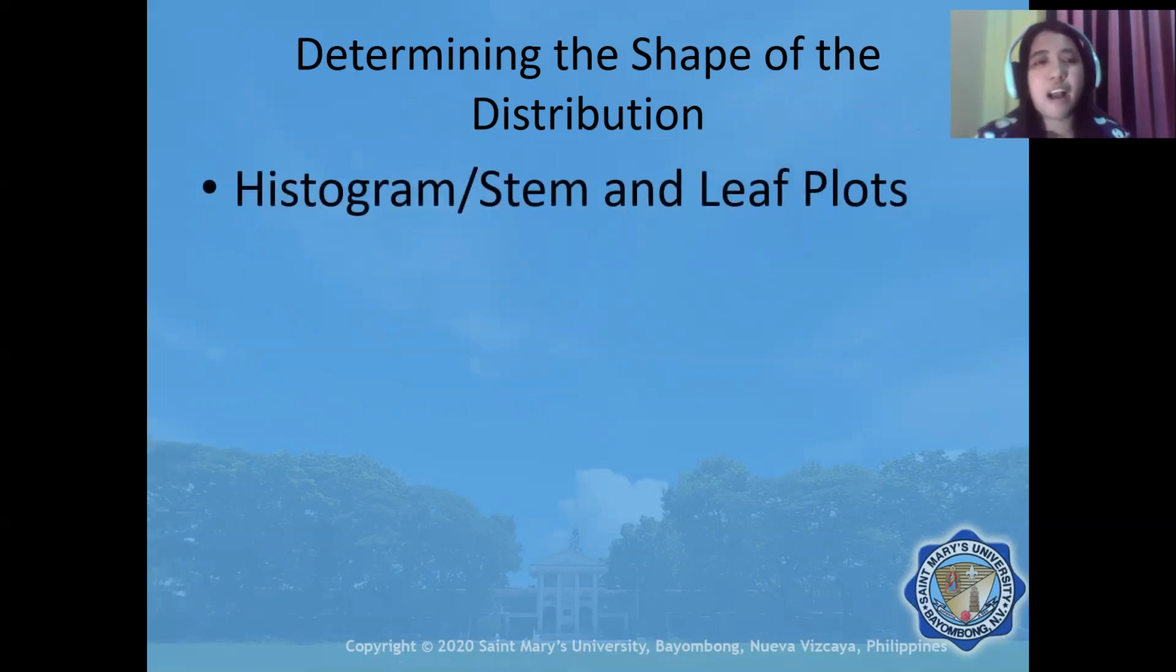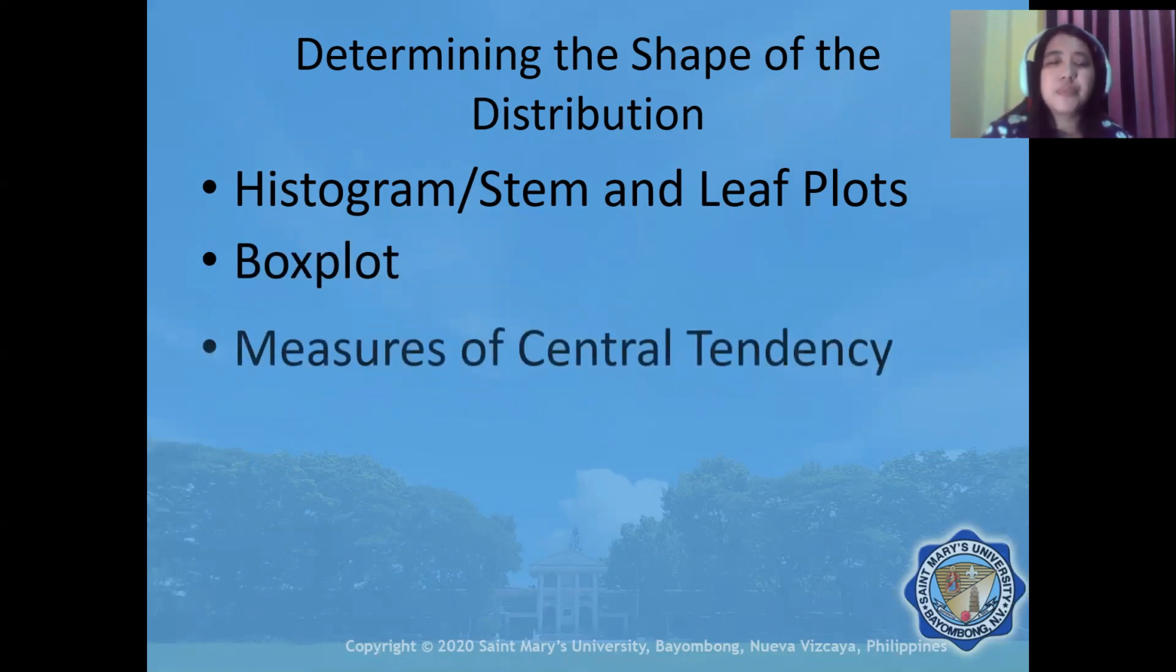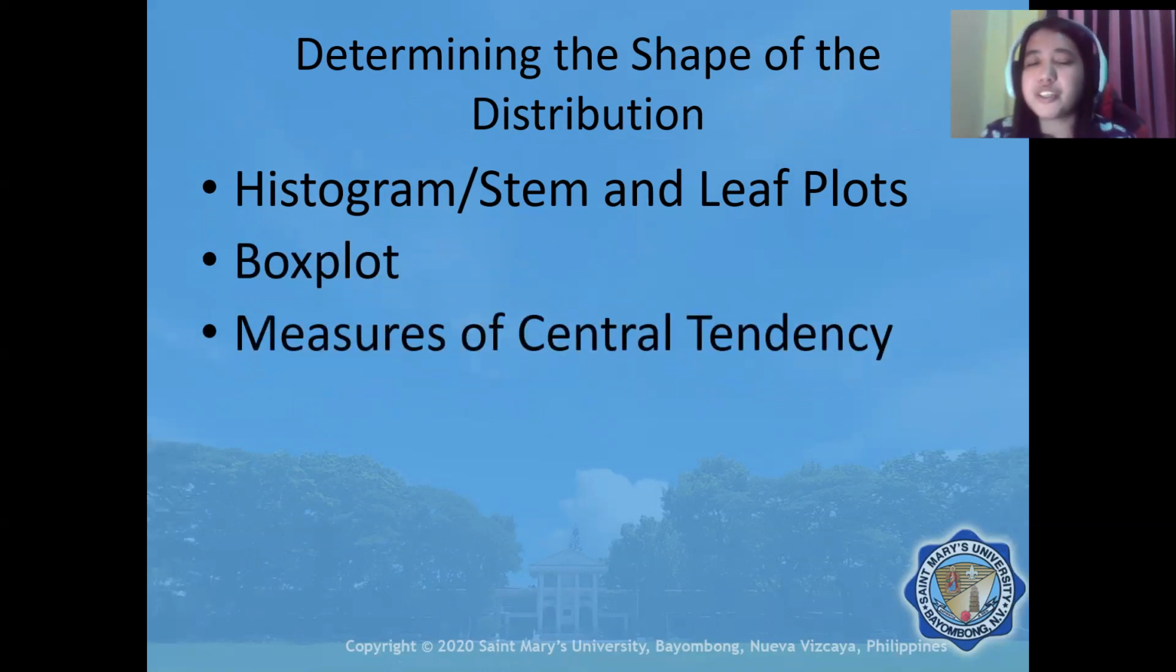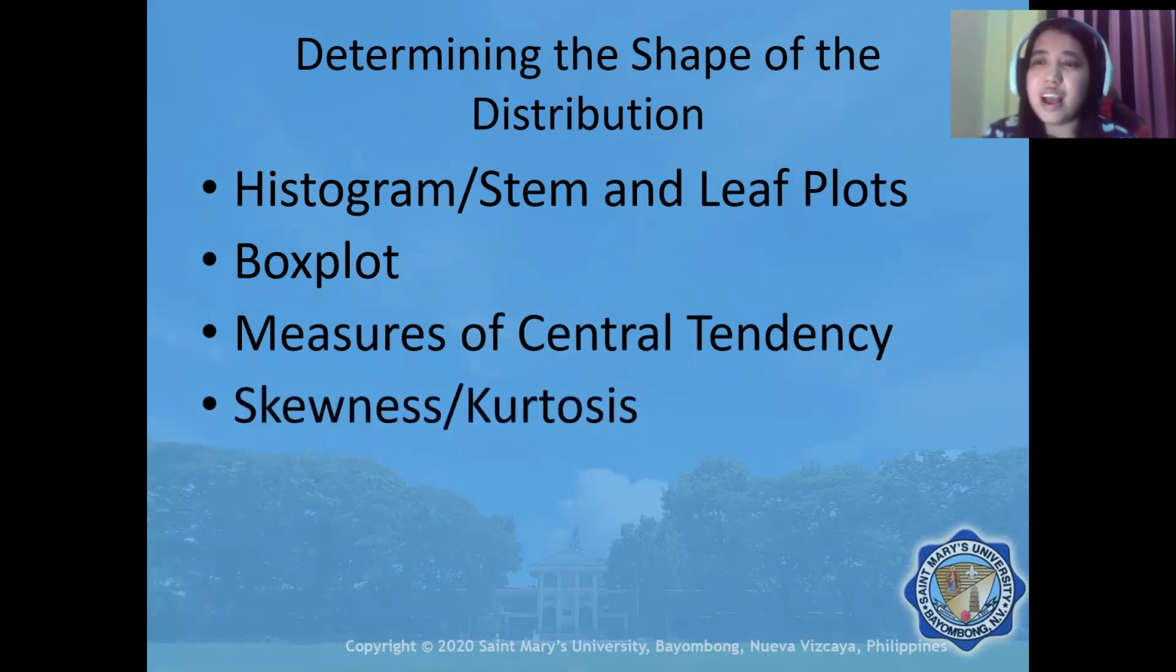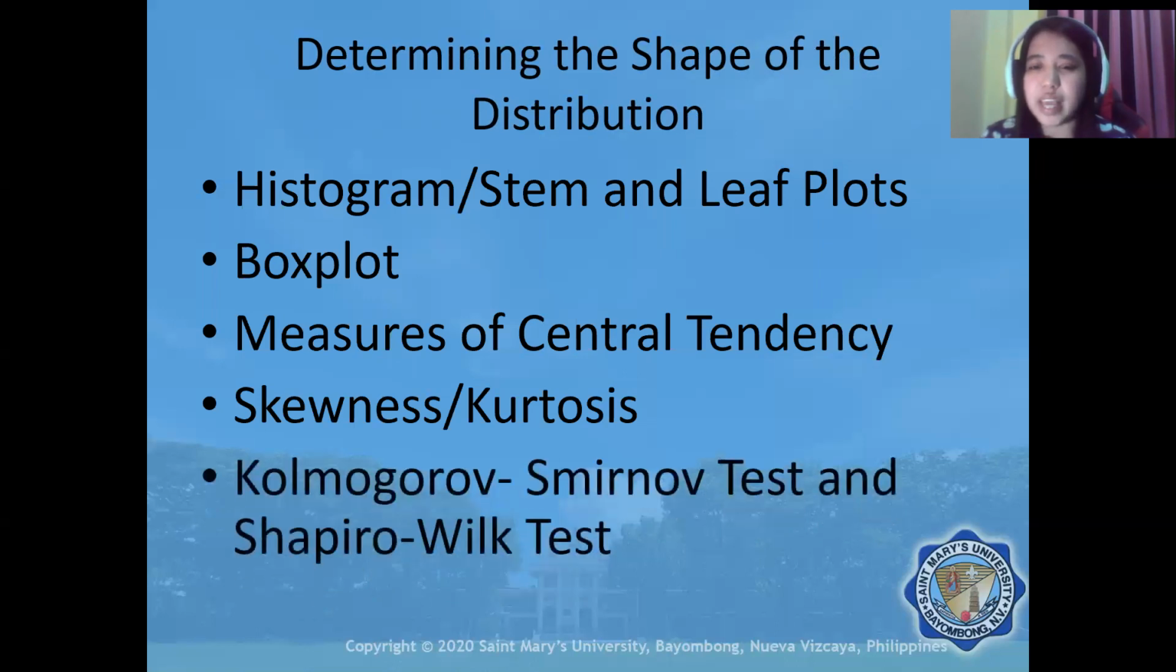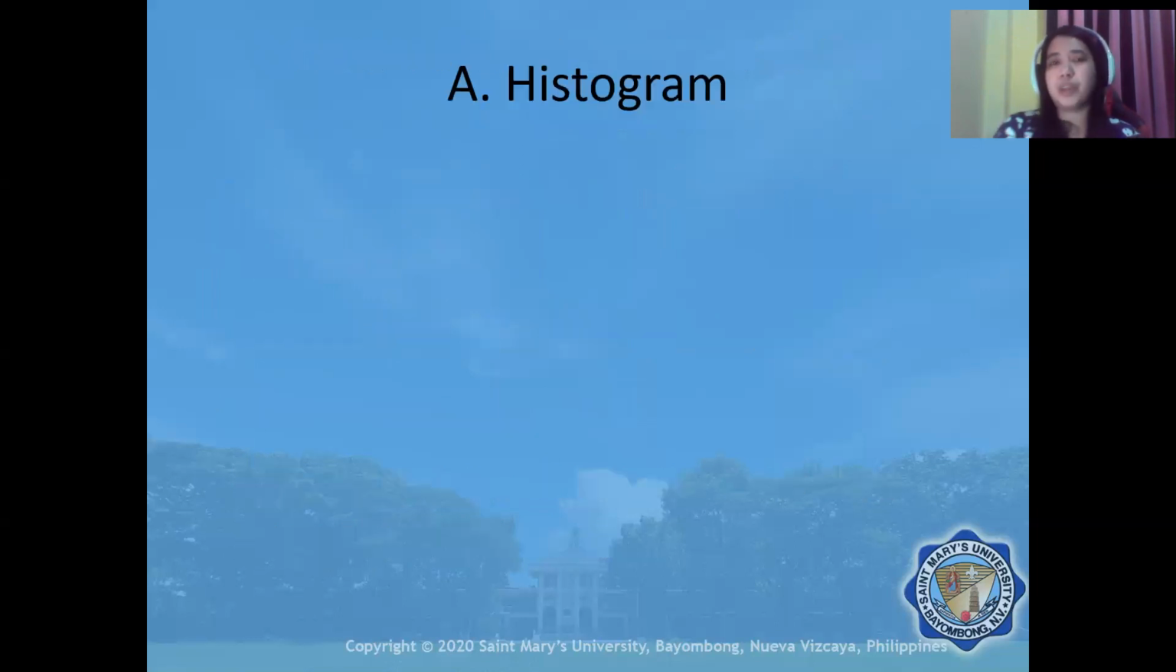So we actually have several ways to do that. First, we can consider histogram or stem and leaf plots. Next, we can also consider box plot. We can also consider measures of central tendency, the computation of skewness and kurtosis, and the Kolmogorov-Smirnov test and Shapiro-Wilk test. Okay, let us consider histogram.